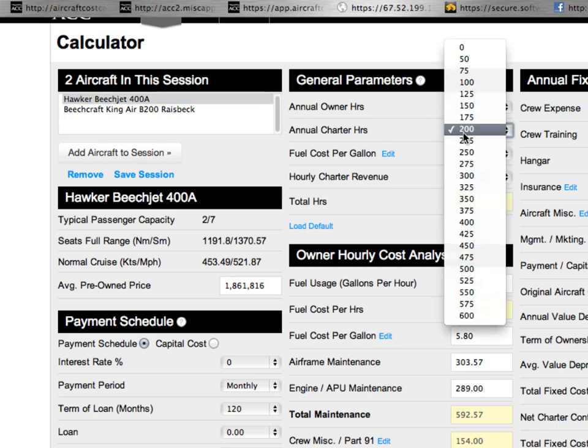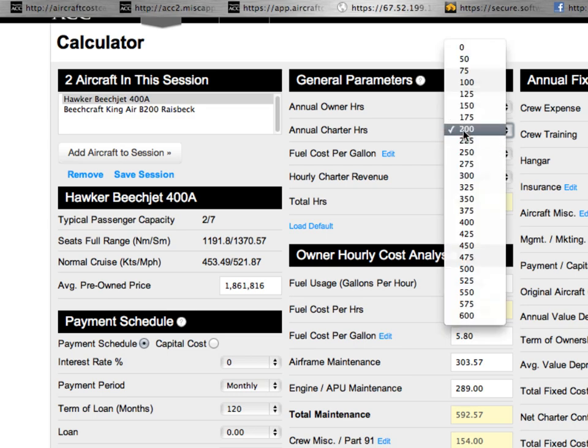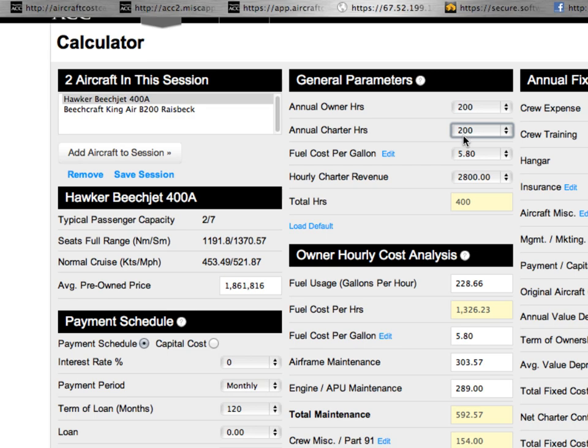said I'm going to do 200 hours of charter. And I said, okay, we can put that in there. But if he just wanted to do pure 91, you just leave that blank. His fuel cost per gallon is $5.80. The hourly charter revenue is $2,800. And any of these variables can be changed.